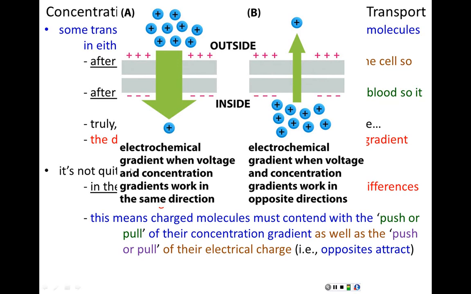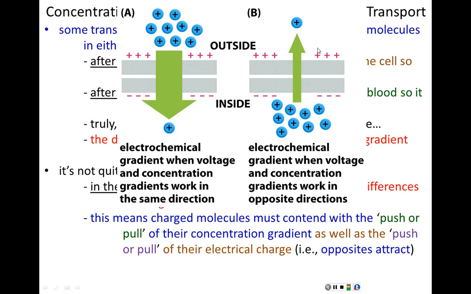Here, the two gradients work in the same direction. So these circles want to move from outside to inside, from high concentration to low, and from positive charge to negative. But what if that's not the case? Here the blue circles are positively charged. They're more concentrated inside the cell than outside. Their concentration gradient is pushing them from in to out.